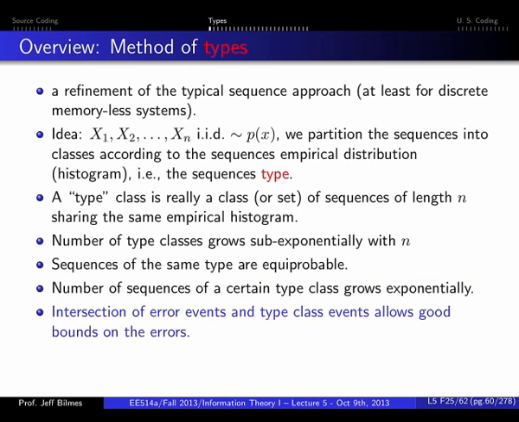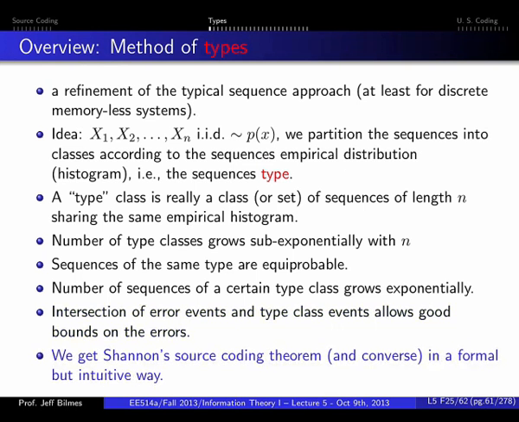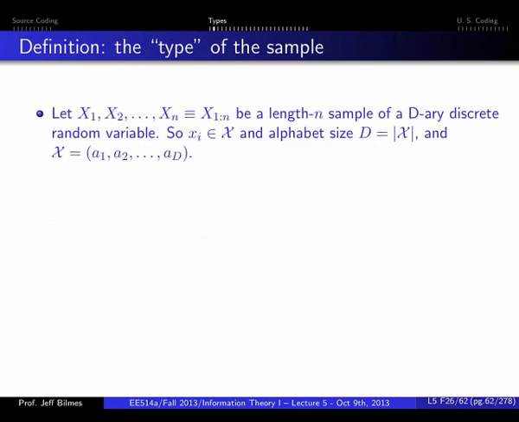And this property, in addition to looking at the probability of errors and these combinatorics, these counting arguments, will allow us to bound the error, come up with a bound on the error, and do a form of universal source coding. And we're going to get Shannon's source coding theorem and its converse in a very nice, useful way. So that's sort of what we're going to do.